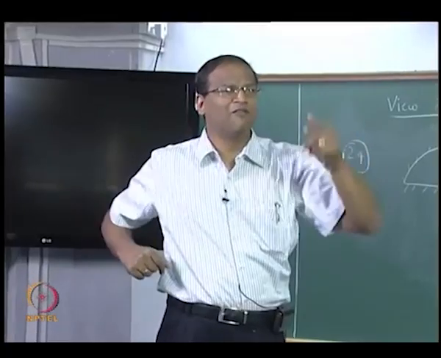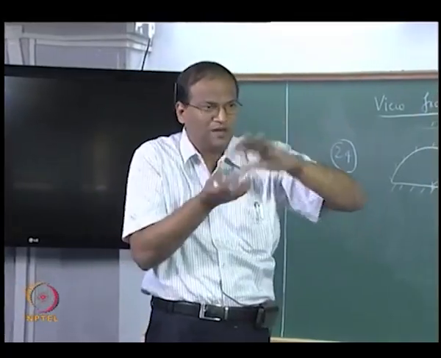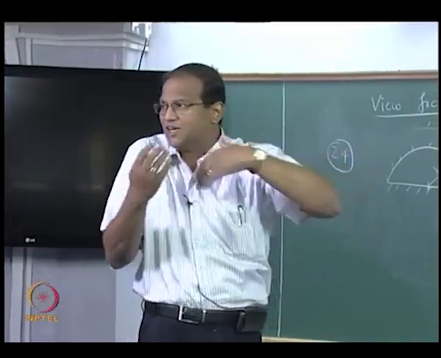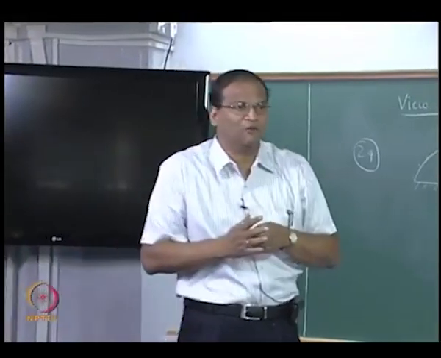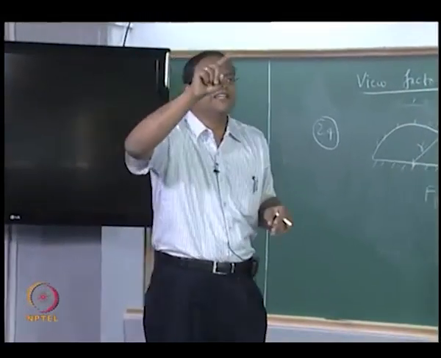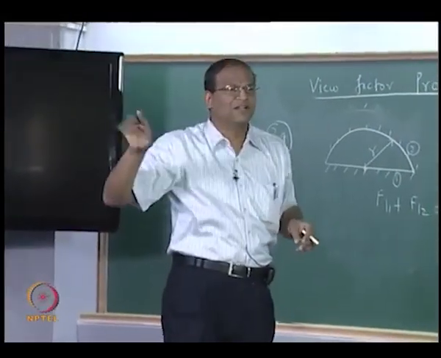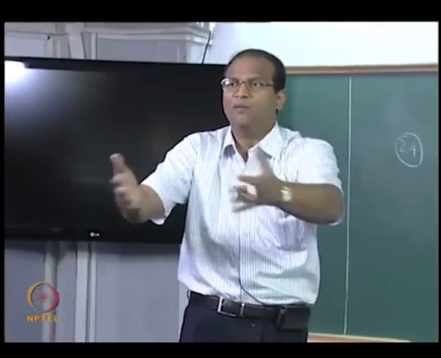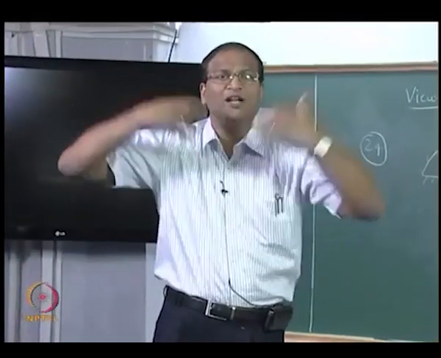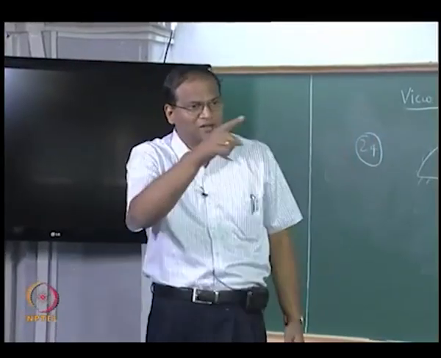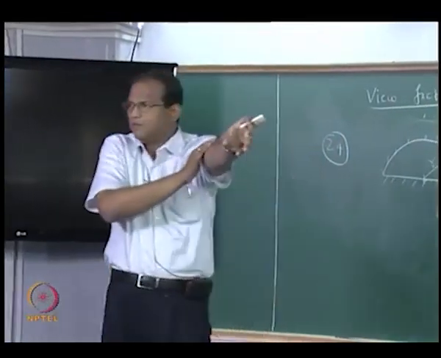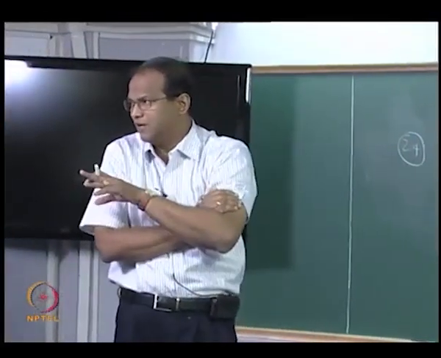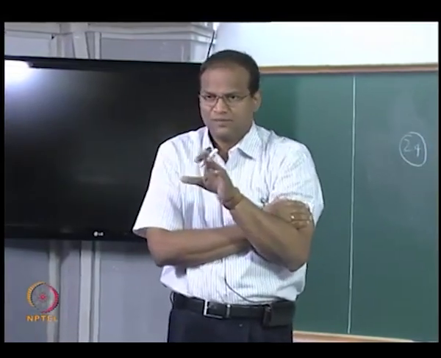But I have an additional thing, A2 equal to A3, and the geometric orientation is such that the view factor between 2 and 1 is the same as 3 and 1. That is additional information which I cannot simply get by n into n minus 1 by 2. I can use my knowledge of the geometry to reduce the number of view factors. Is that point clear? That was a valid doubt. Everybody through with this?